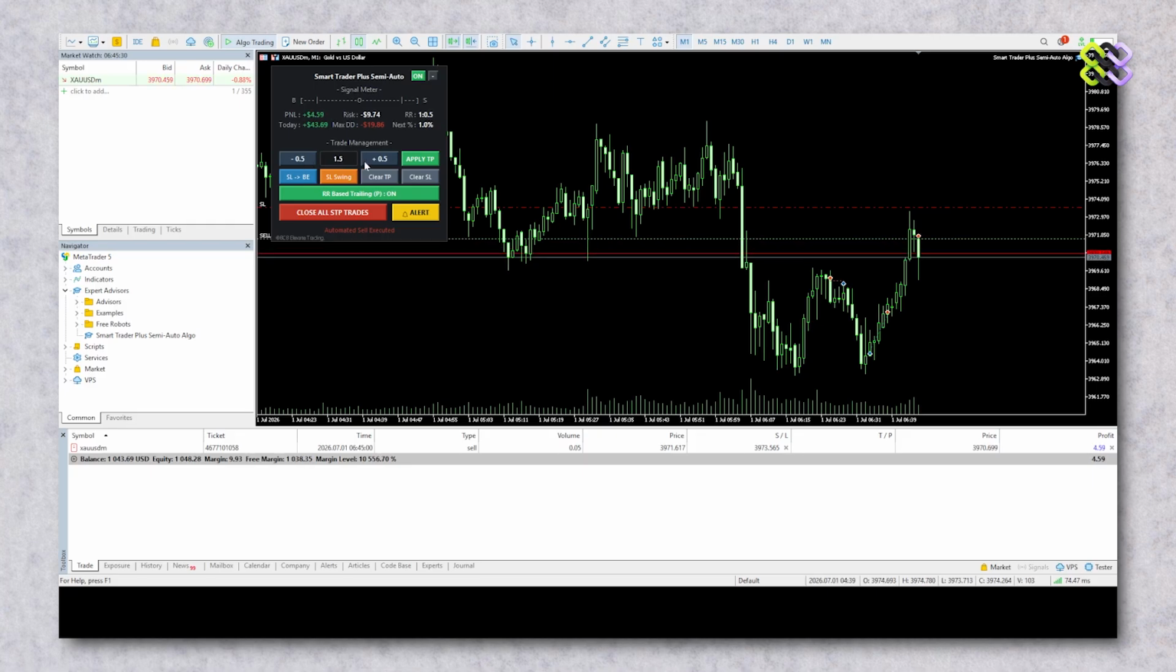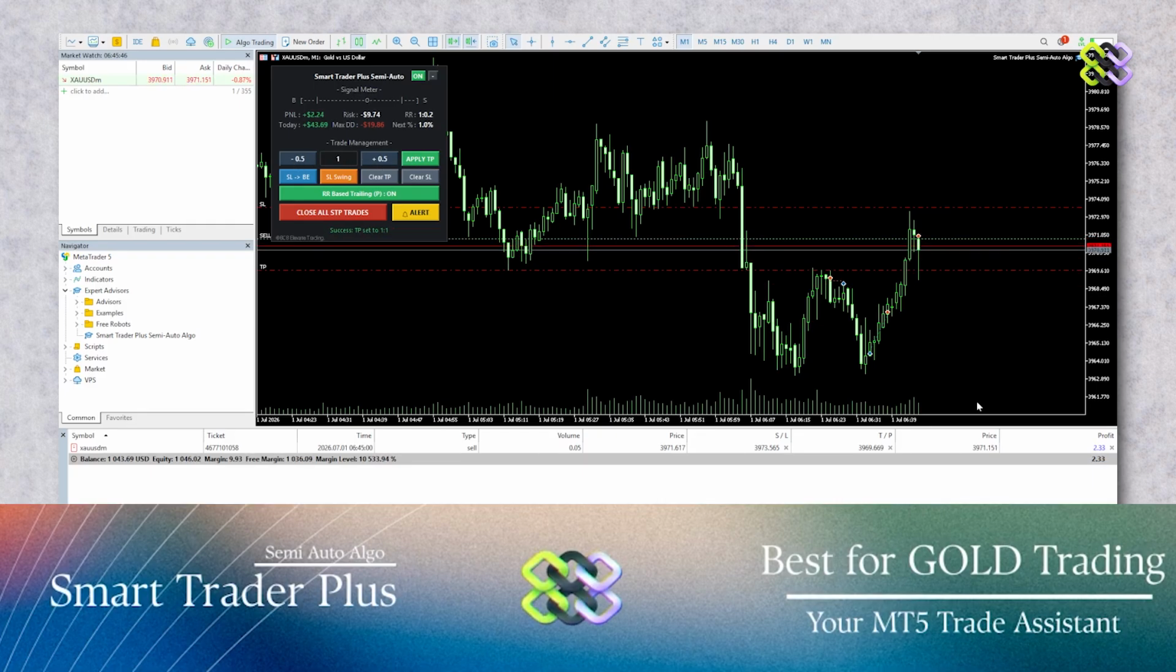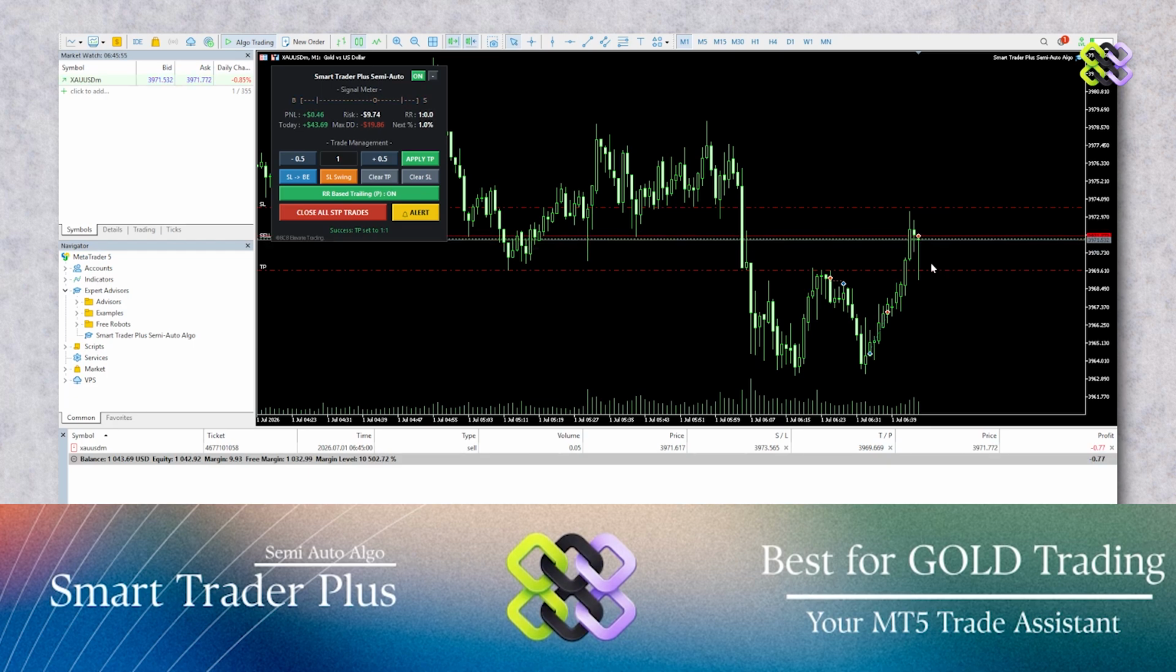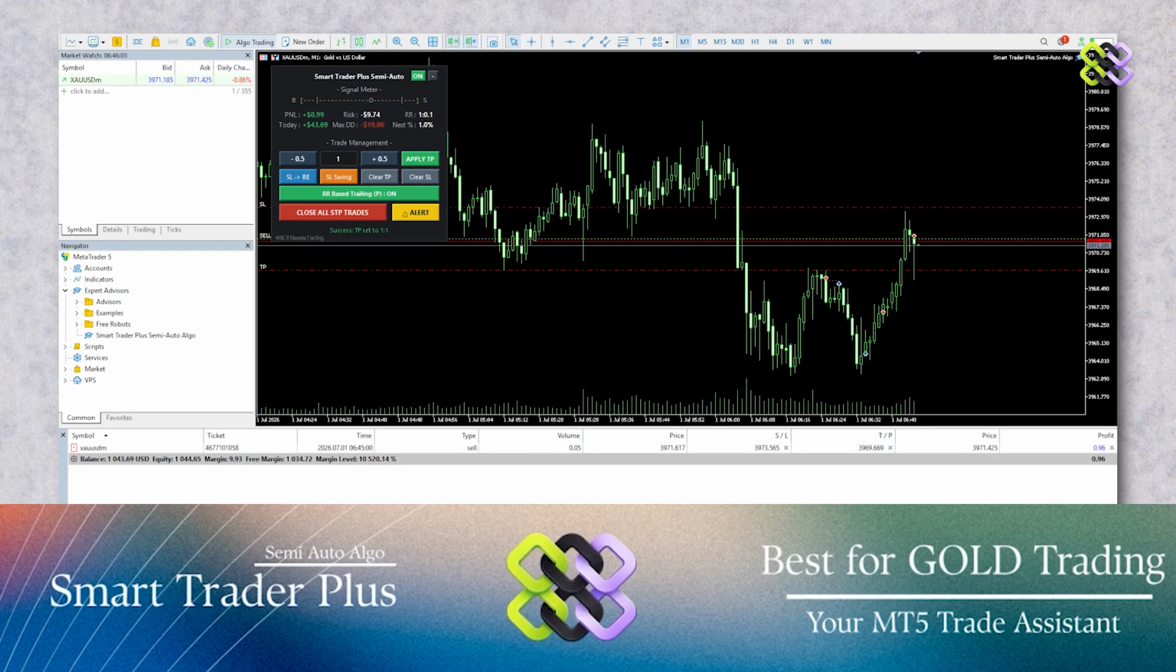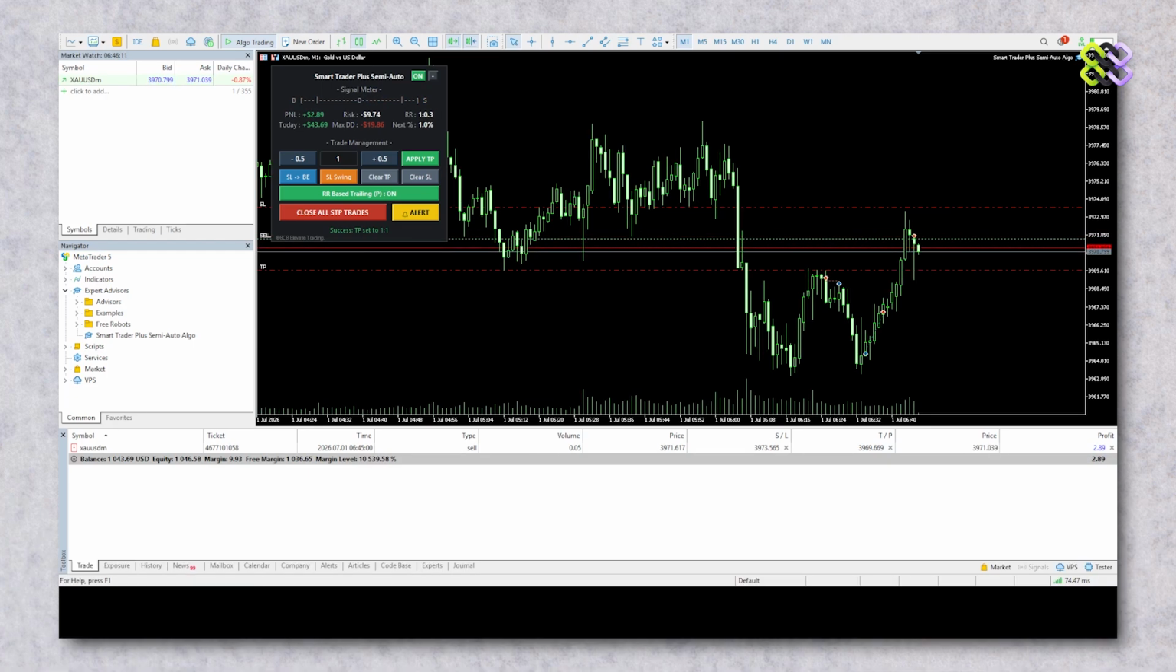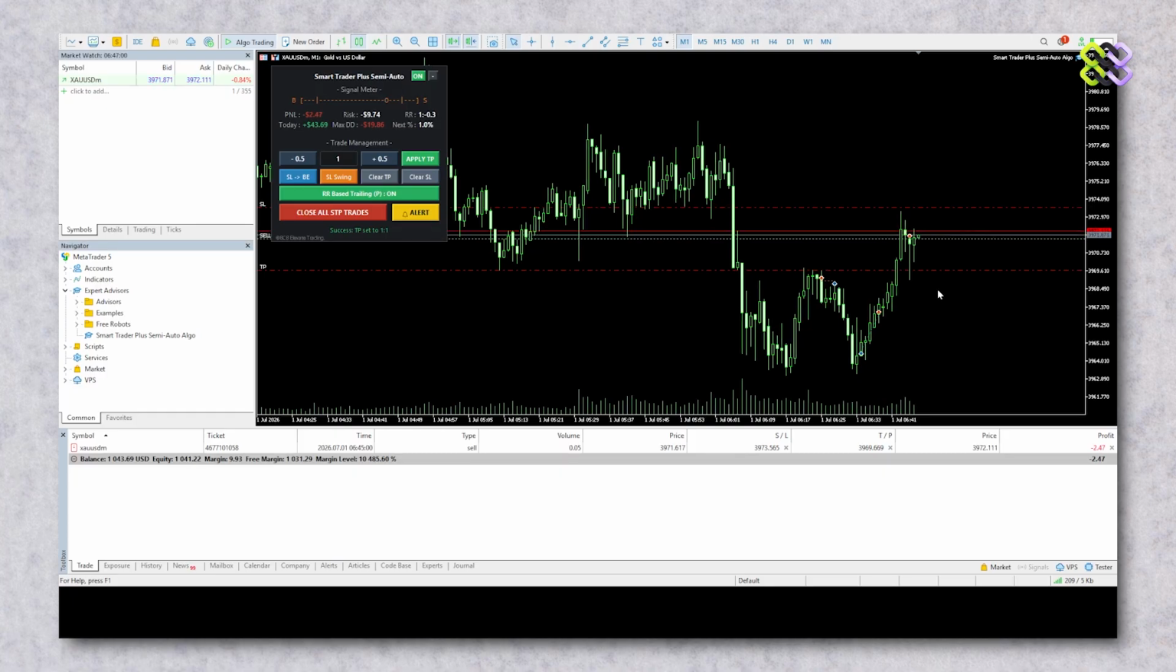But what if the trade is moving in your favor and you want a risk-free trade? Simply click the SL to BE button. The system safely moves your stop-loss directly to your entry price. You literally cannot lose money on that trade anymore. Even better, if you leave the auto-trailing feature turned on, the algorithm will automatically trail your stop-loss step by step as the trade moves in your favor, locking in profit.